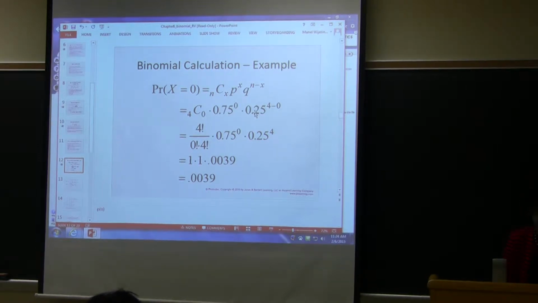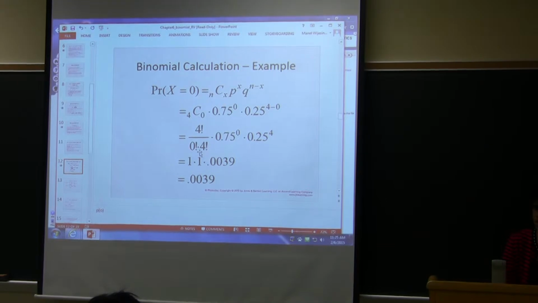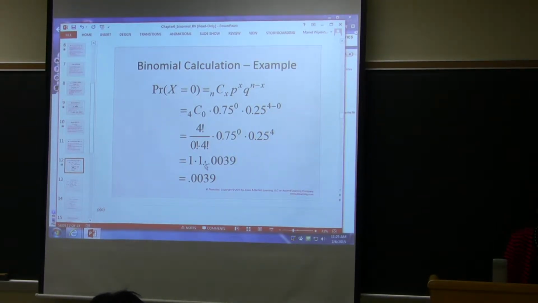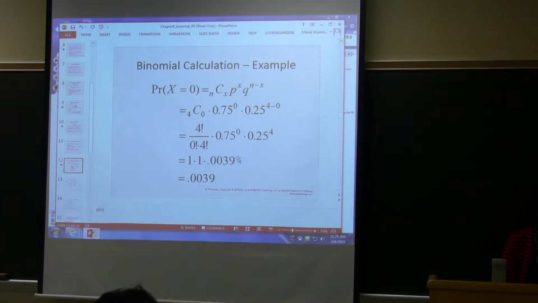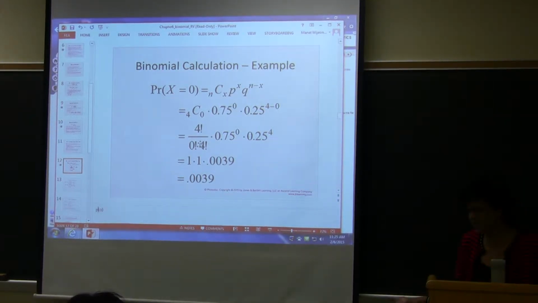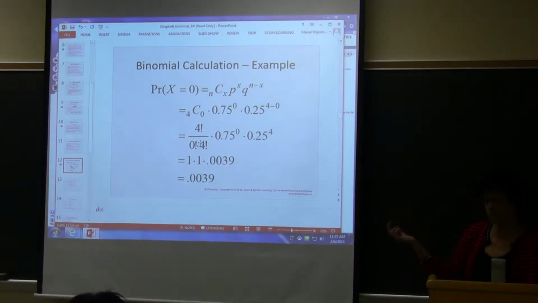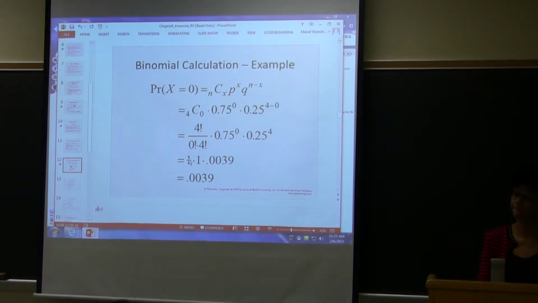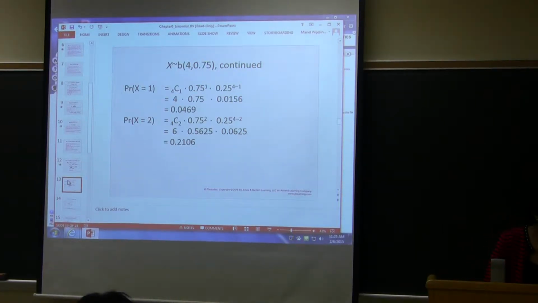0.25 to the 4 minus 0. So, you substitute here. Then what is 0.75 to the 0? 1. And 0.25 to the 0, you need to get it from your calculator. Now, this 4 factorial over 4 factorial, that cancels out. 0 factorial by definition is 1. So, that is how you get this first one. Okay? All right? Yes. Next slide.